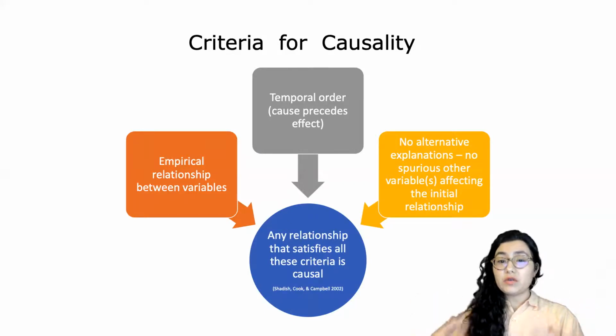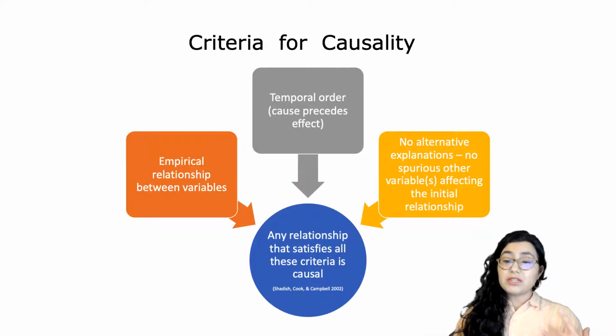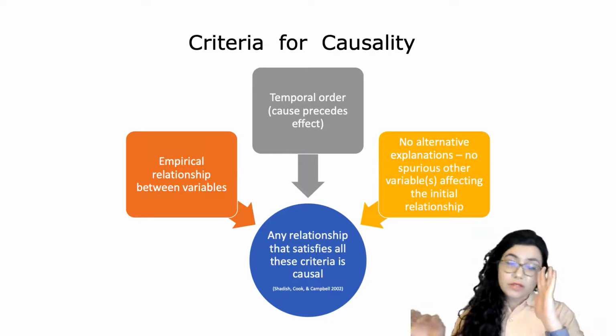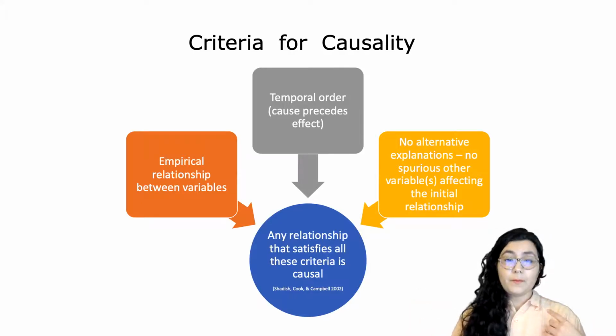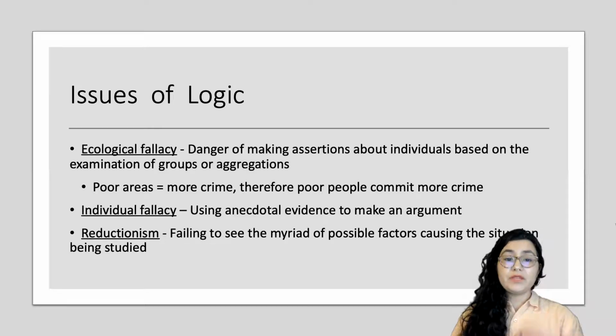Two, there has to be a temporal order. The cause has to come before the effect. If the cause comes after the effect, then we're getting our time ordering mixed up. And that's why time is important to think about. Three, there needs to be no alternative explanation, no spurious other variables affecting the initial relationship. So we need to make sure that we've controlled for all of those, and we'll talk about random assignment and how it helps us do that. And we need to account for anything that we're not necessarily thinking about. You'll see this slide over and over again, so make sure to remember these three criteria for causality.